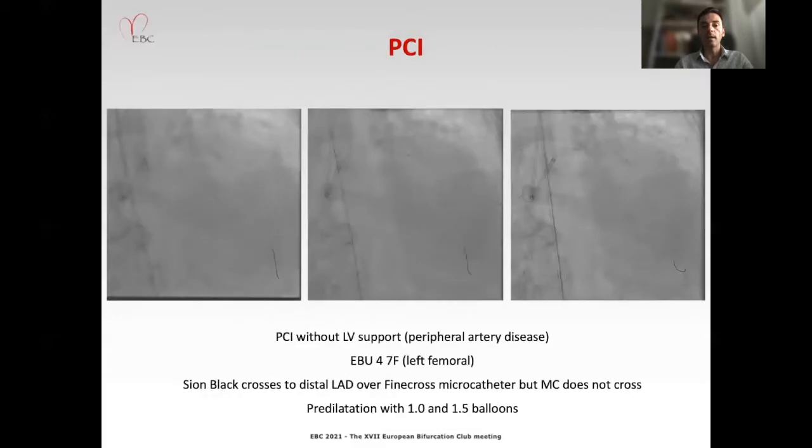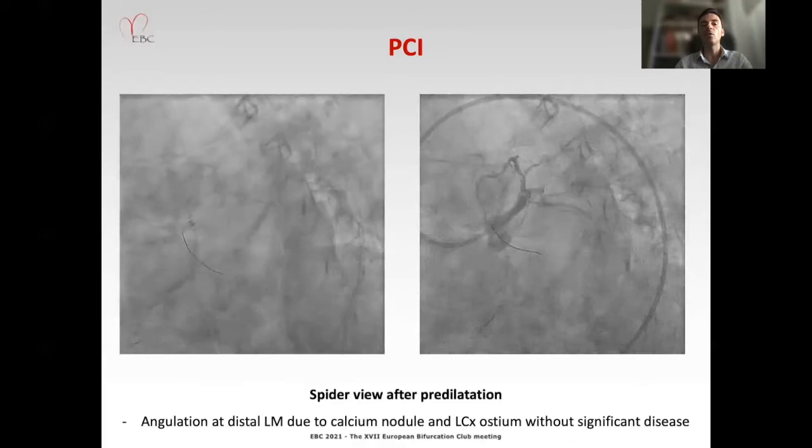So we decided to perform the PCI without any left ventricle support because of the peripheral artery disease, with femoral approach, EBU 4, 7 French, and we could cross with some difficulties to LAD with a Cyan black wire over a Finecross microcatheter. However, the Finecross could not follow the wire, and we couldn't use it to exchange this wire and change for the rota wire. So we predilated with small balloons, and this is the angio after predilatation.